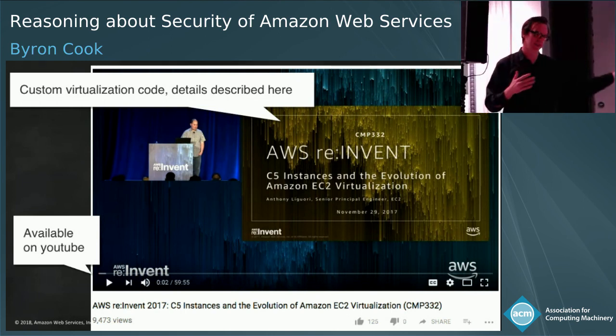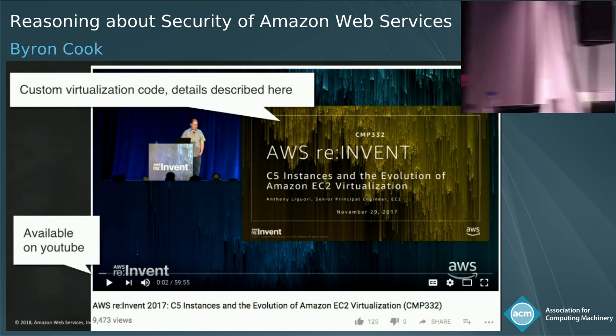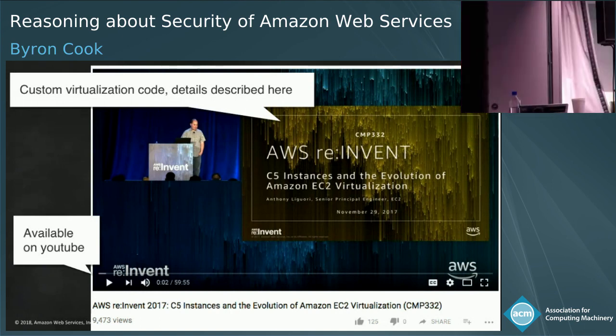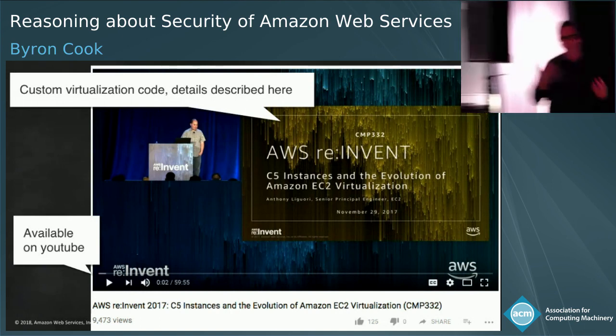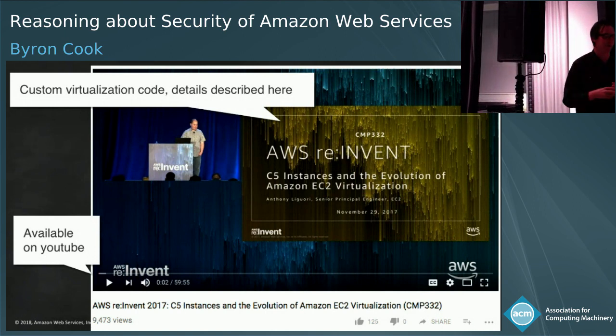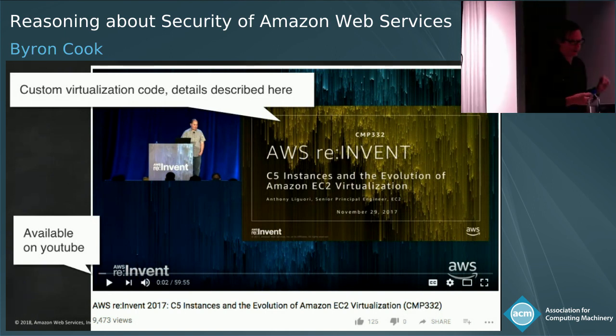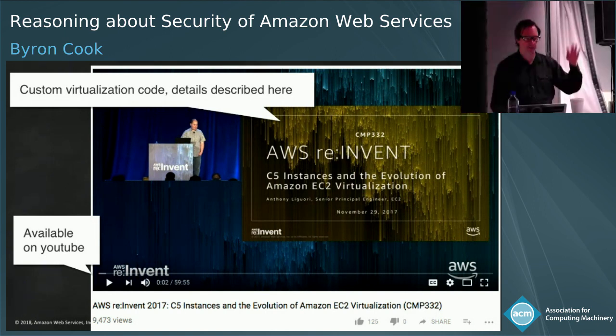And he has a technical talk that was at reInvent, which is the AWS technical conference. I think last year there were 45,000 technical people who showed up to reInvent, and with the growth, it'll probably be 40% more this coming year. So he gave a very nice technical talk about the technical details of the virtualization stack.